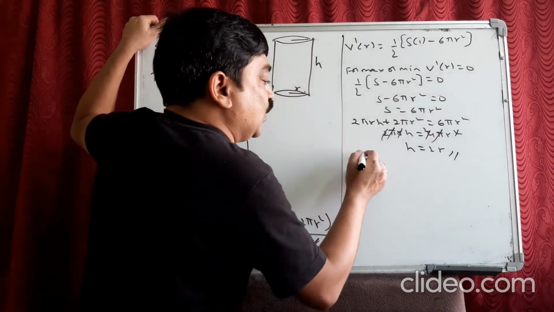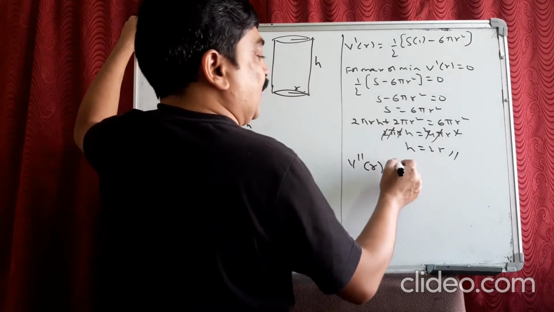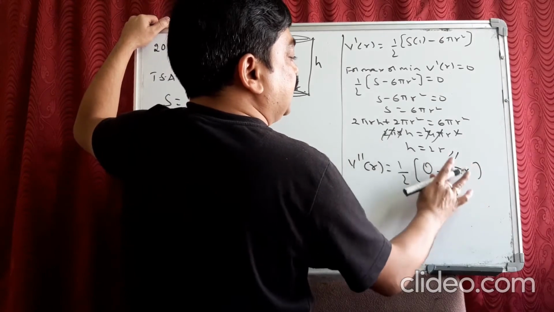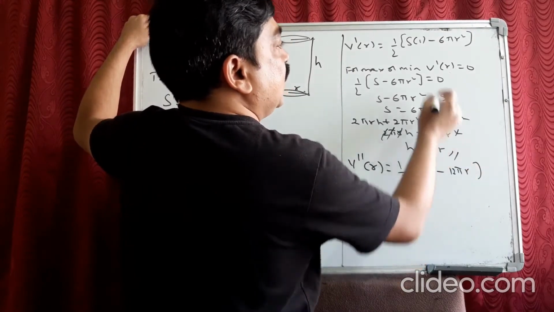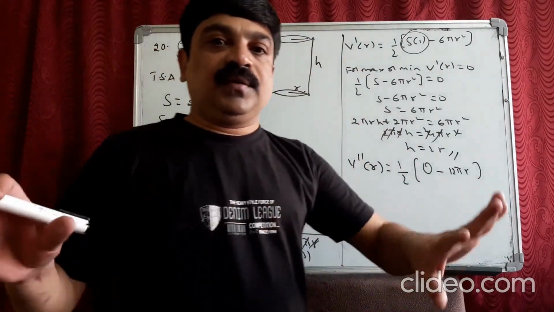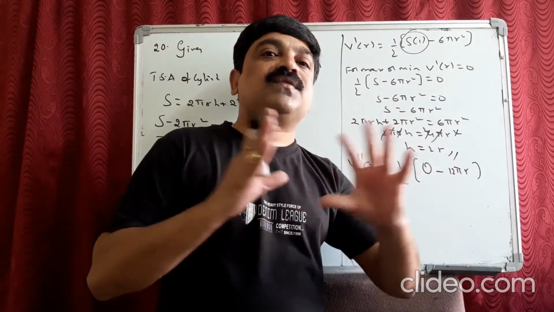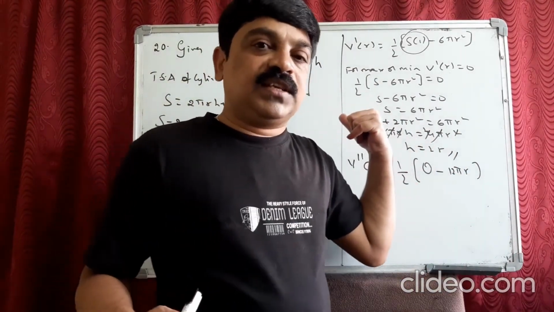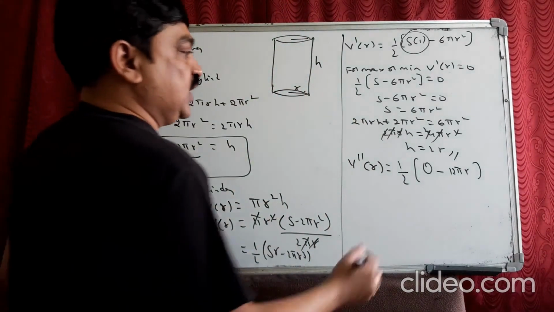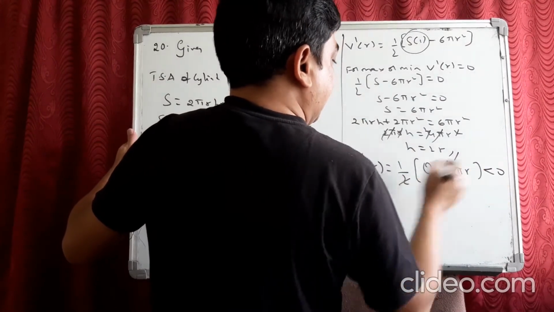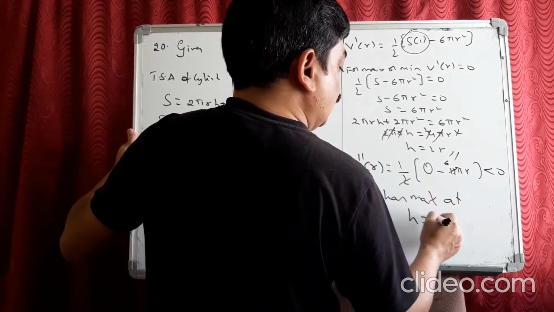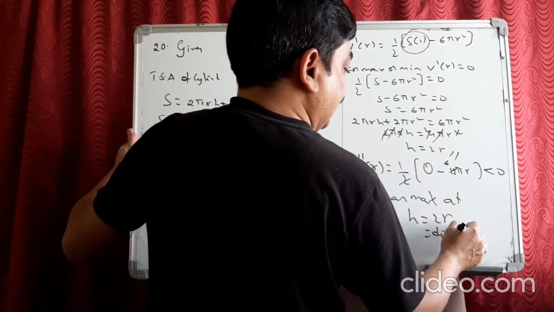To confirm that, go with the double derivative V double dash of r. So 1 by 2 of 0 minus 12 pi r. Why did I take 0 as the derivative of S? Because always the given thing is constant. Whatever is given in the question is fixed and constant. Here surface area is given as S, so I took it as a constant and the derivative of S is 0. Understand? So it becomes negative here. Therefore, V has the maximum at h equal to 2r, meaning the diameter of the base.